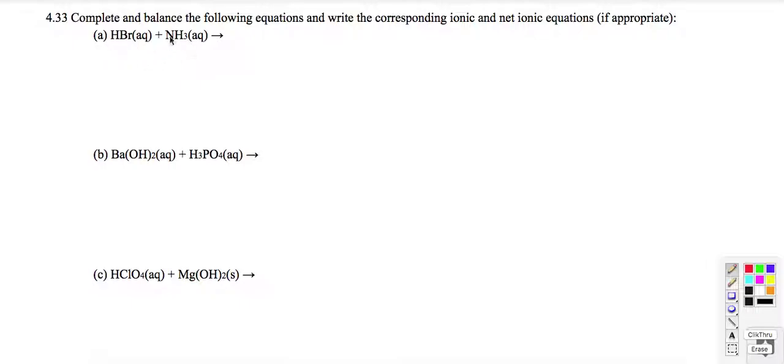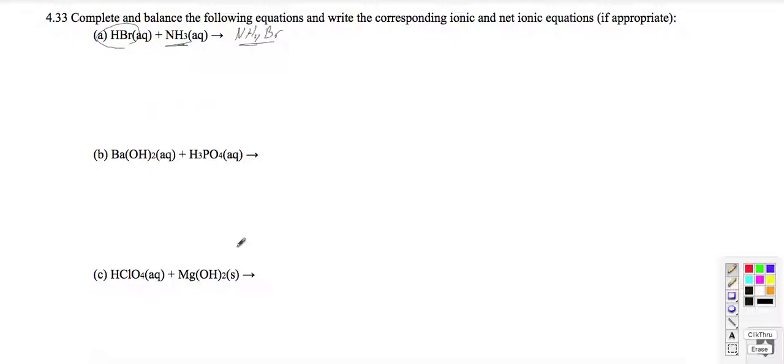So when we have this weak base, this ammonia, reacting with an acid, like hydrobromic acid, this is a strong acid, we end up with NH4Br, ammonium bromide. And I'm not going to work with anything more than that, just to show you that that's the product. So we'll work with this particular kind of reaction later on.